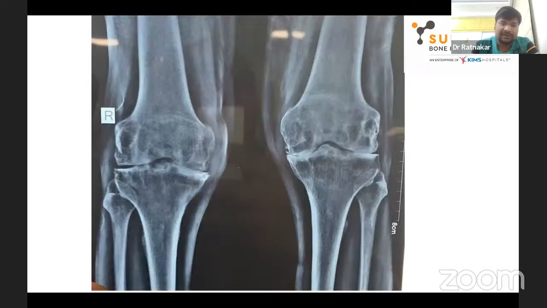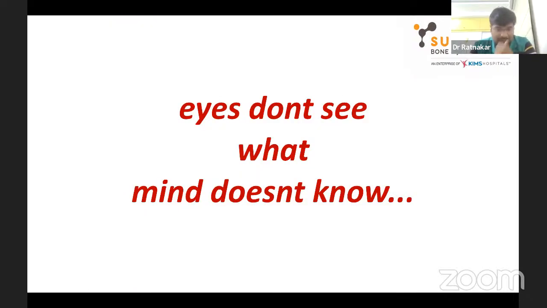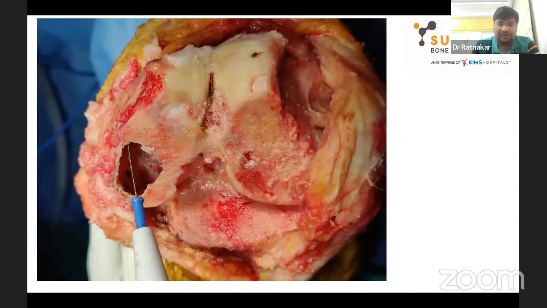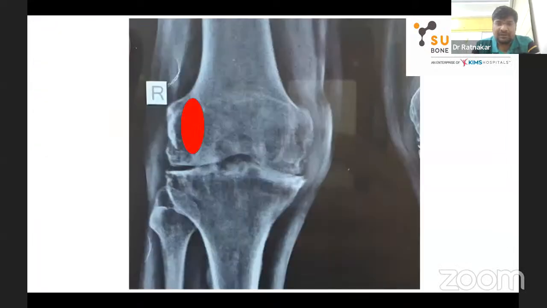Yes, sir. So the management of the bone defects in a TKR, whether it is a primary scenario or a revision scenario, should start with the preoperative X-ray assessment. Because your eyes will see only what your mind knows. If you fail to assess your defects in the preoperative X-ray, you end up with these types of surprises, and it will be very difficult to manage these defects intraoperatively. So always see your X-rays very carefully before you plan your surgery.